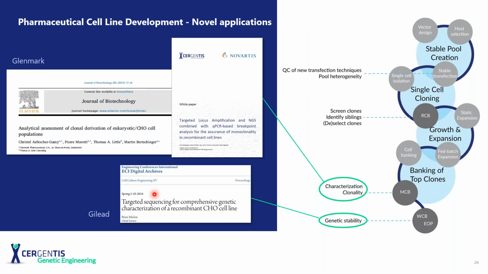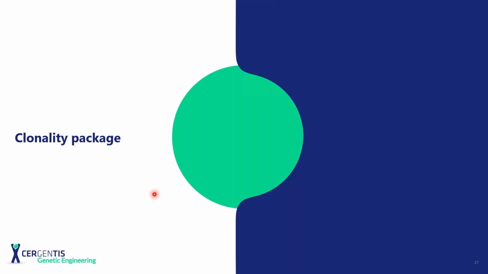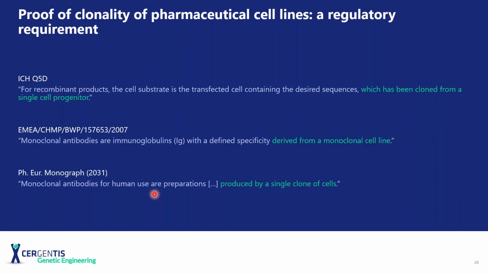And finally, as I mentioned, some people reach this final state when they need to go for registration with the authorities. In that stage, it's mandatory to provide data to prove monoclonality and to prove genetic stability. And in that area, we have developed new packages to support the projects. That's what I would like to cover now. Let's start discussing why monoclonality is so important.